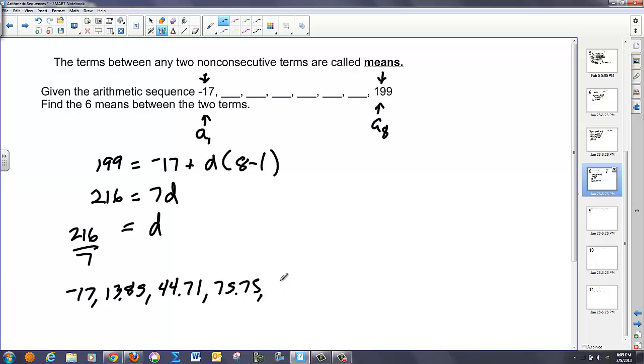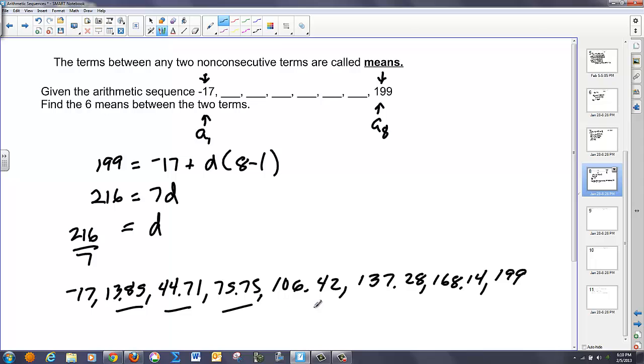Next time, 106.42. Next time, 137.28, followed by 168.14, and finally that gets us to 199. And there's my 1, 2, 3, 4, 5, 6 means between the two non-consecutive terms.